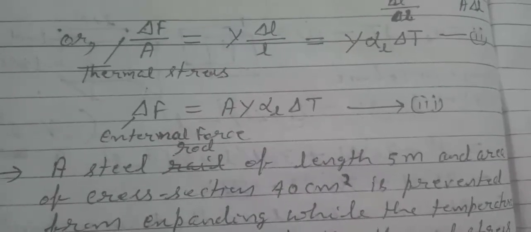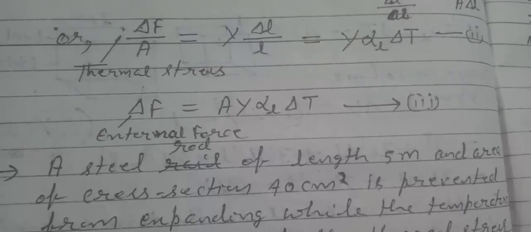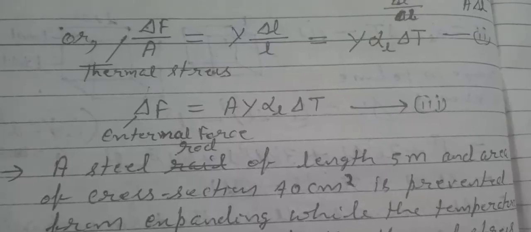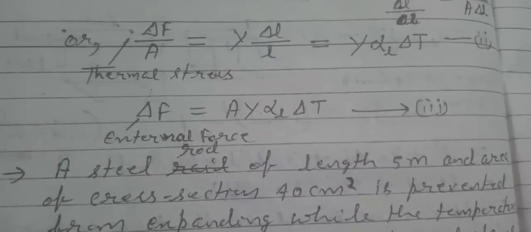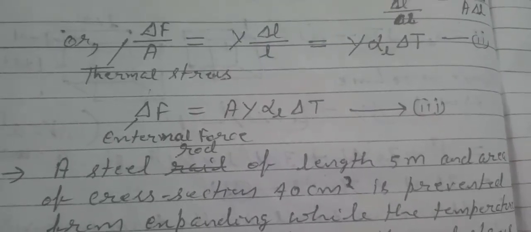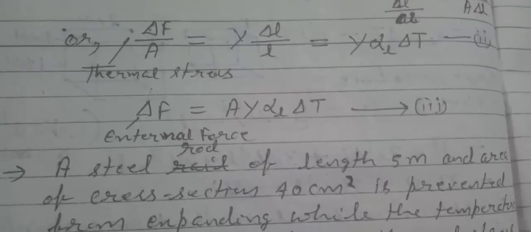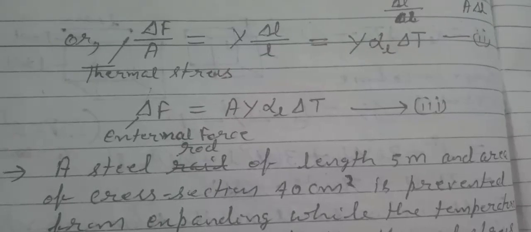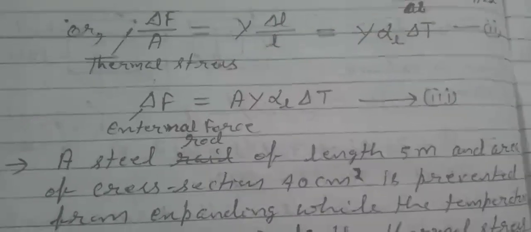Here A is the area of cross section of the metallic rod, Y is the Young's modulus of elasticity of the rod, alpha L is the coefficient of linear expansion, and delta T is the change in temperature.